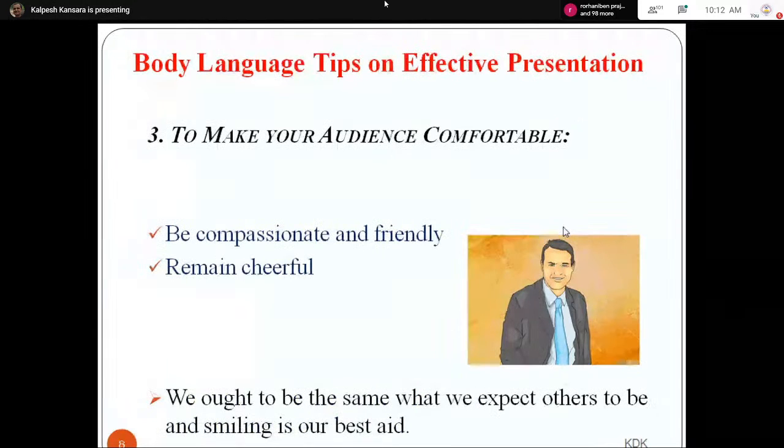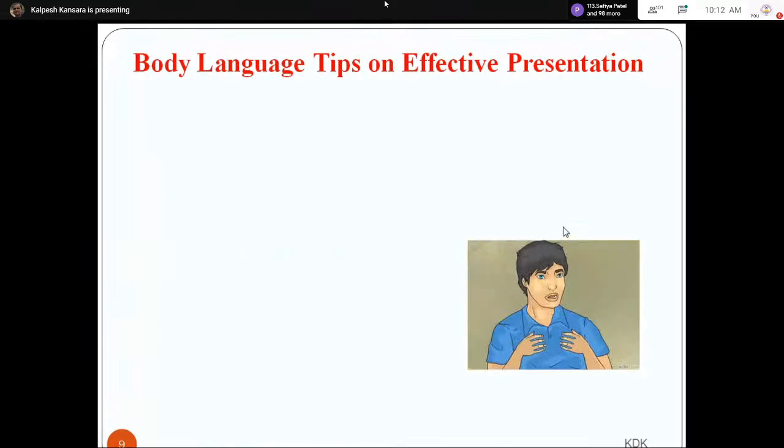The next thing is to make your audience comfortable, what you should do. The tip is to be compassionate and friendly. Be friendly. Also remain cheerful because most of us ought to be the same when we expect others to be smiling. Right? When someone smiles, we tend to get more friendly with that person. So a smile always attracts people, and that's why to make your audience comfortable, be compassionate and friendly. Don't shout at them. They remain cheerful.